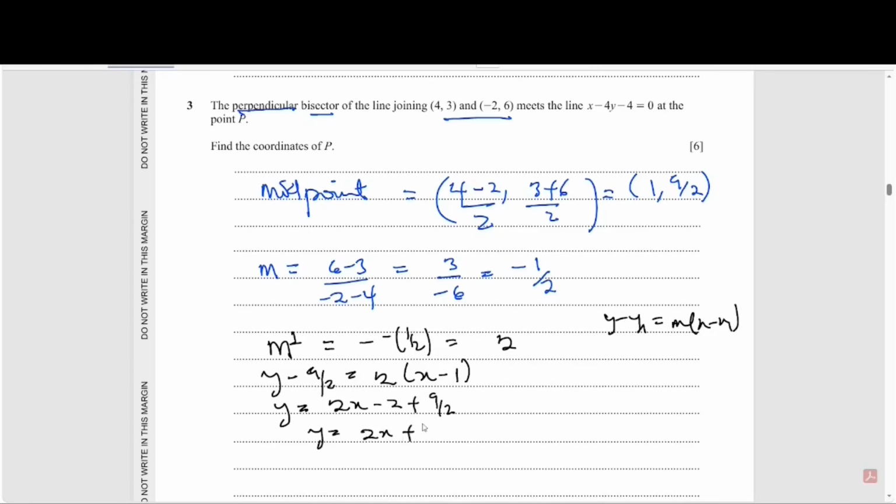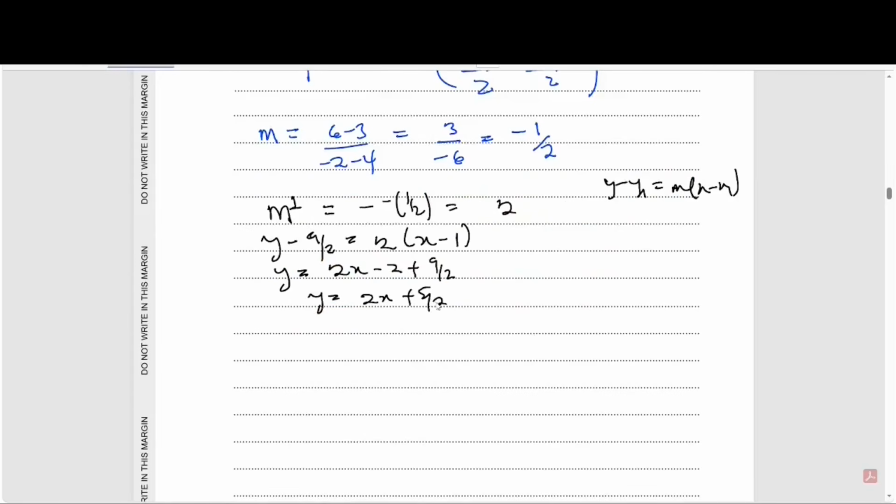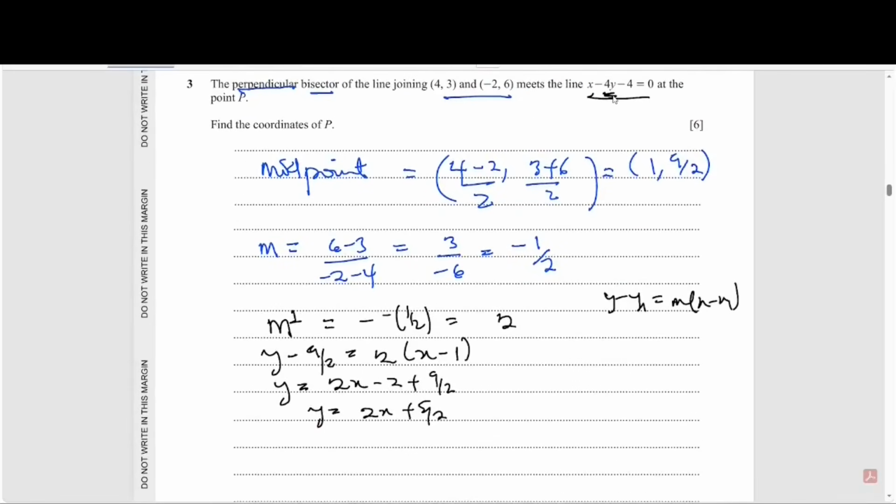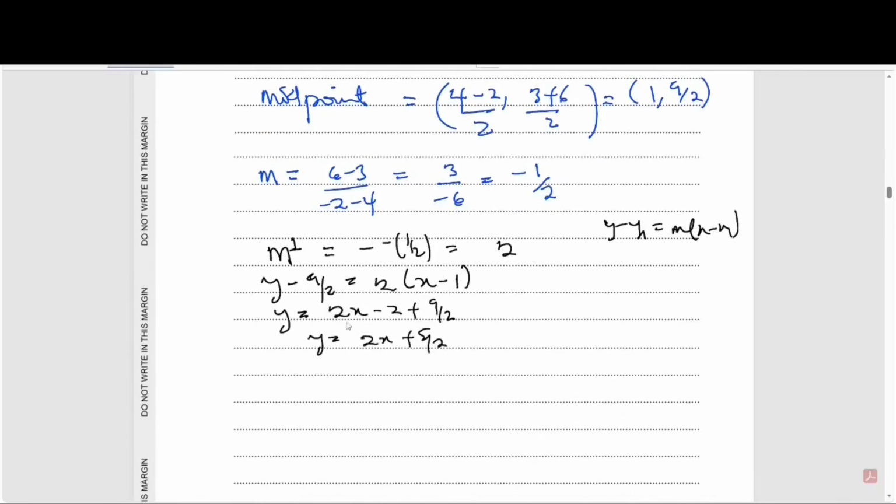So we have plus 5 over 2 for this equation. Now we need to solve this equation and then the one given simultaneously. But then I see a 4y here, and over here we have made y the subject. As a matter of fact, there are many ways that you can solve this, but I'm going to go this way because I see 4y there.